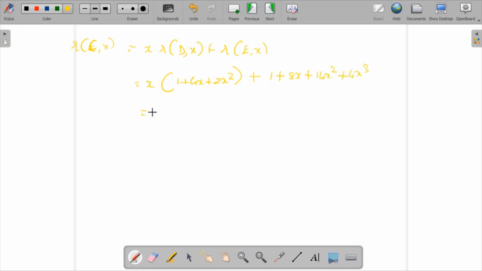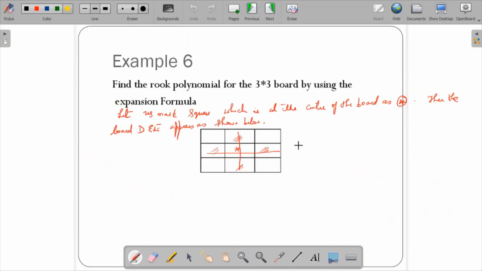Now you just multiply this, so it would be x plus 4x square plus 2x cube plus 1 plus 8x plus 14x square plus 4x cube. Putting it in order, this results in 1 plus 9x plus 18x square, that is 4x square plus 14x square, and lastly plus 6x cube. So this is the result for this particular problem using the expansion formula.